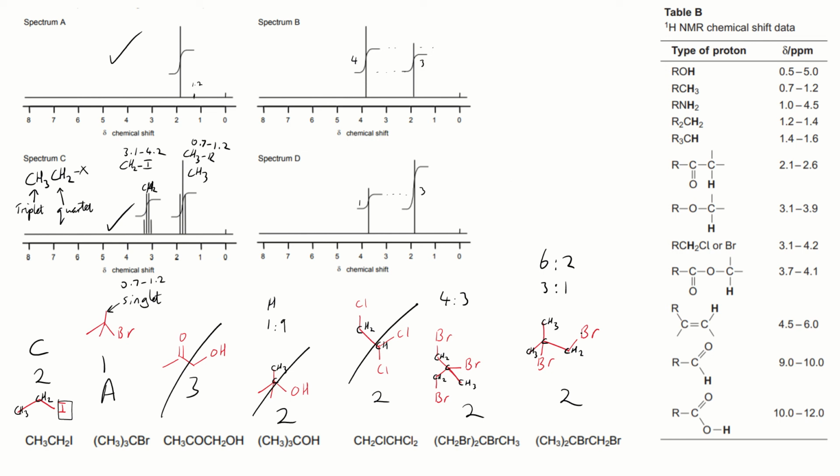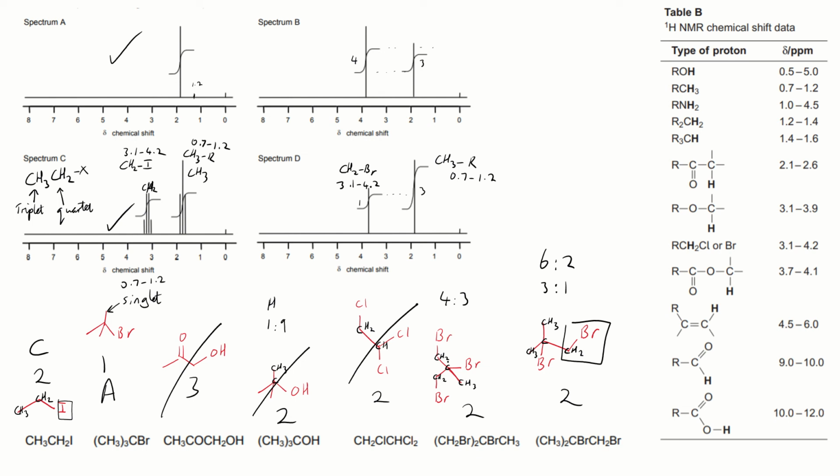And then we can match it up. So this environment there, the 3:1, that's going to be the CH2 directly connected to the halogen. That's the 3.1 to 4.2. And this is going to be the CH3 to R, 0.7 to 1.2. Again, shifted downfield because on that R group, there is the highly electronegative atom nearby.